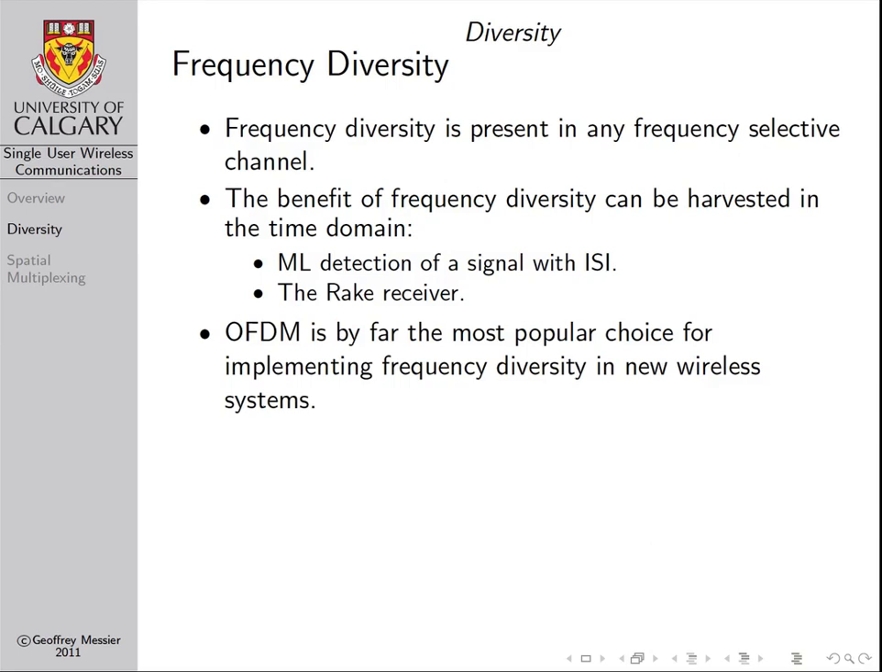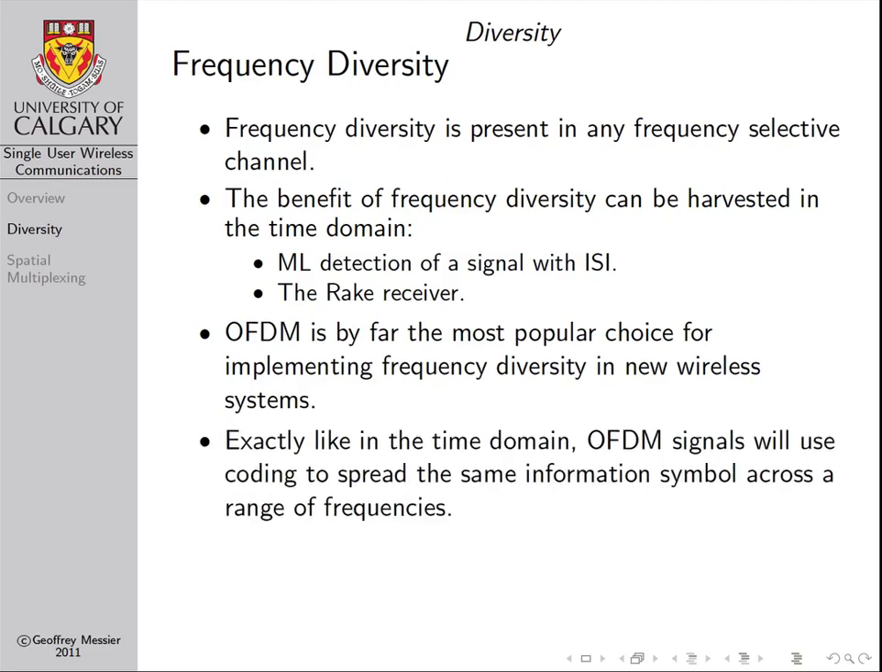However, OFDM, or orthogonal frequency division multiplexing, is now by far the most popular choice for implementing frequency diversity in wireless systems. So spread spectrum and CDMA is still very common. Many cellular systems still use it. However, most of the next generation systems and the high throughput wireless LAN systems are now migrating almost exclusively to OFDM. And so I'm going to talk about frequency diversity in the context of OFDM, because I feel that's the most relevant for a research class.